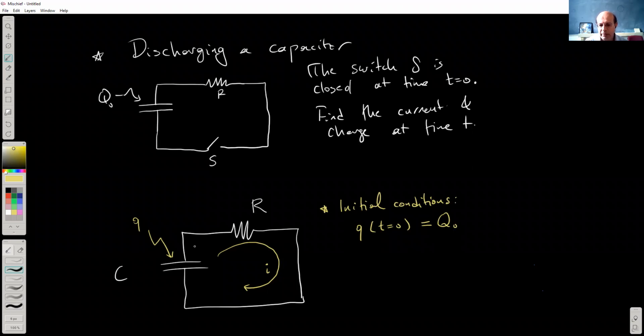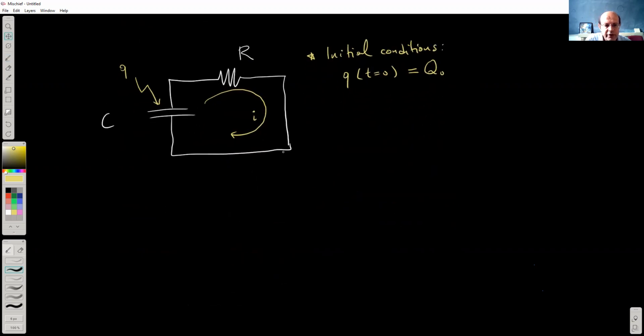So I'm going to do the same thing as I have done before. I'm going to first obtain a relationship between the charge and the current, and then I'm going to write down the circuit equation. And basically I just connect these two. So the first thing is the relation between the current and the charge.